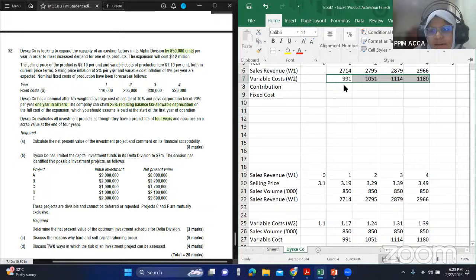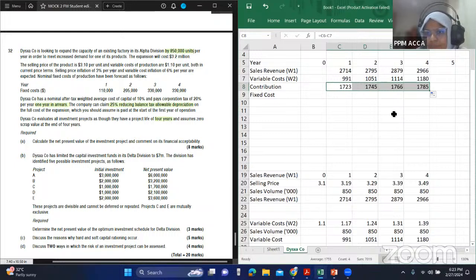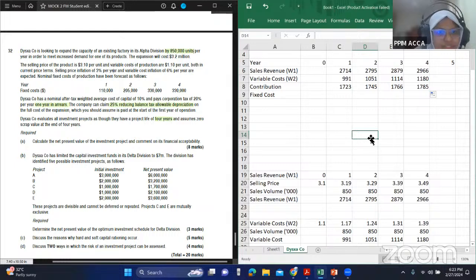Okay. Right. So we have the sales revenue and the variable cost. Now let's take a contribution, that is this value minus this value. So that is 1723. So for everywhere, for all the years, you can get the contribution year 1, year 2, year 3, year 4. Okay. Right. So now we have the contribution.